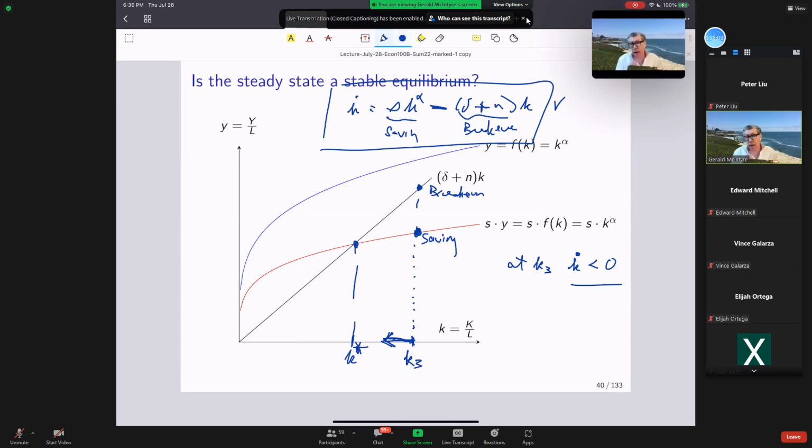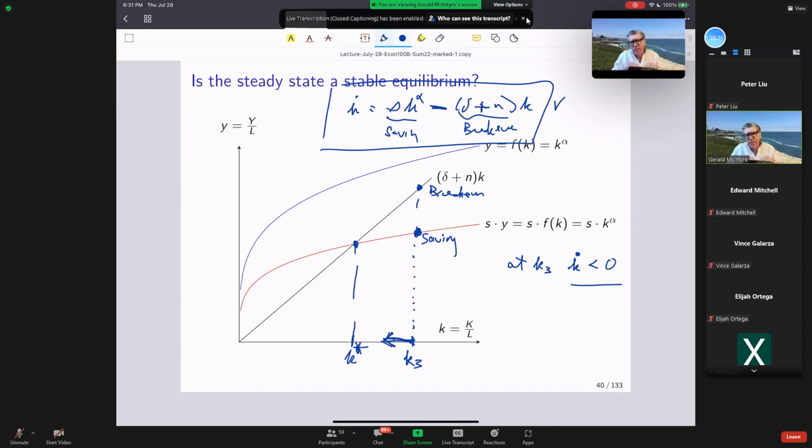If, on the other hand, the reason the break-even line is so steep at K3 is because N is too big, then that means lots of newbies are coming in. They're either coming in through immigration or natural fertility. They're being born as workers. And you're not saving enough to give them the same amount of capital that everybody else has. Everyone else has capital K3, but you didn't save enough for these newbies coming in. And so when they come in, they'll get a lower level of capital than everybody else has.